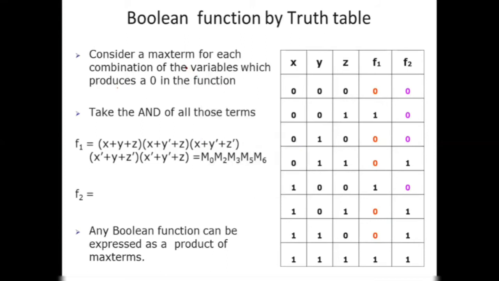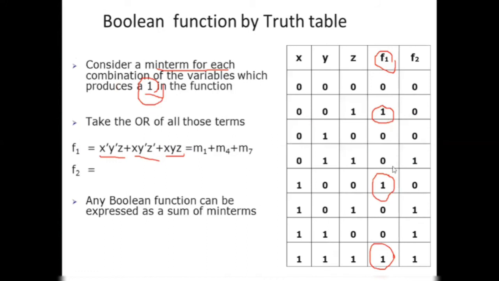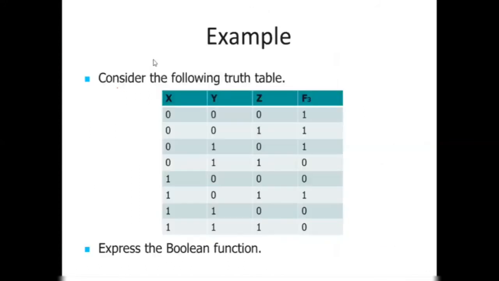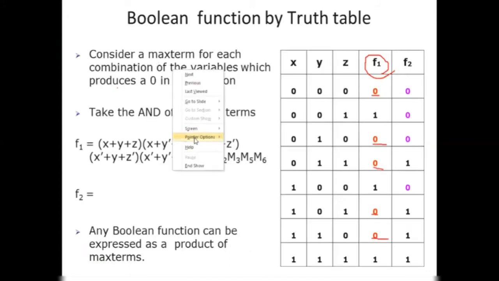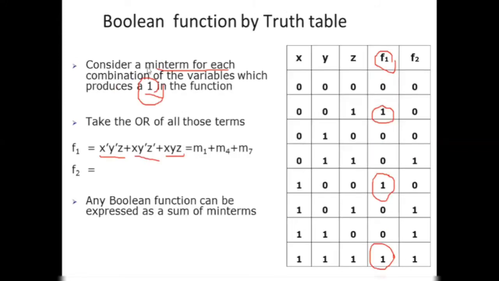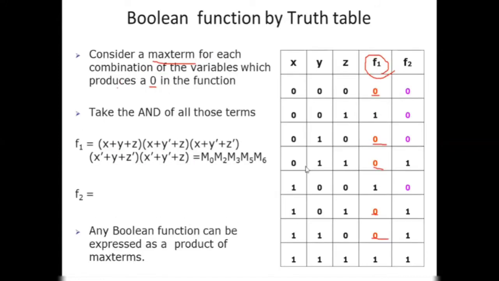So when you're writing max terms in the F1 field, you have to consider zeros rather than ones. Previously we considered ones. Now we are considering zeros in max terms. In max terms, we use zeros in the function field, and in min terms, we use ones in the function field. Okay, that's the basic difference.